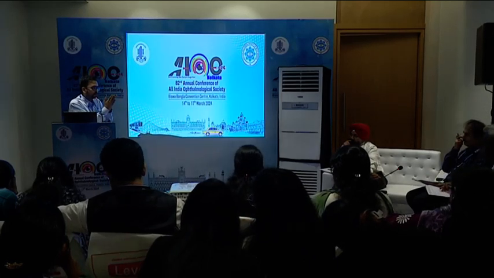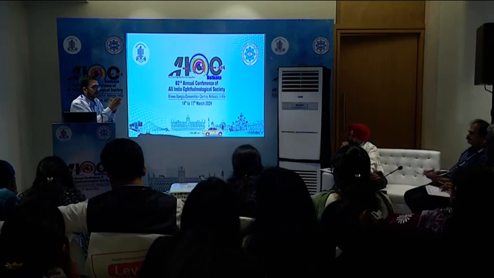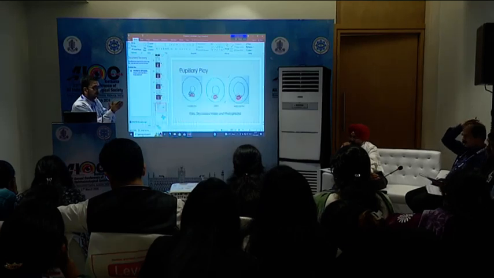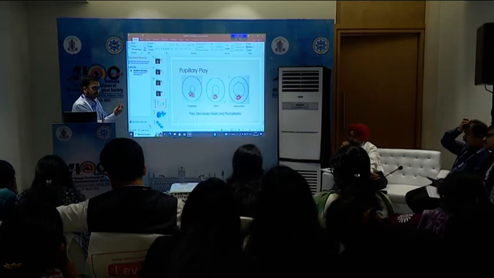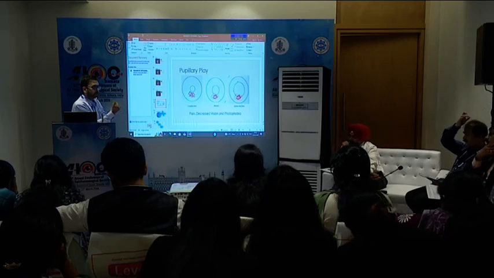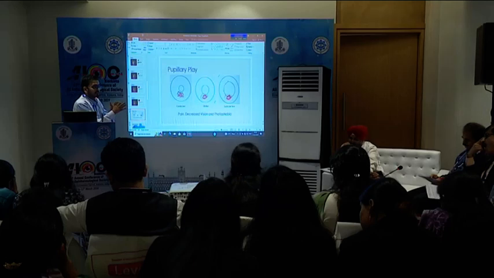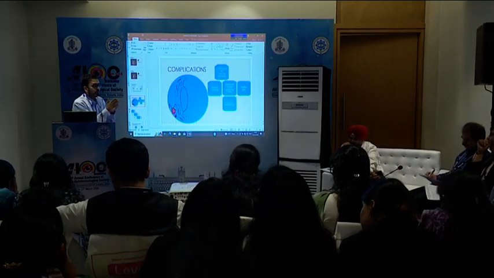If it obstructs the trabecular meshwork, then it will cause decrease in the outflow and it will increase the IOP. If it goes posterior or into the angle, it will cause peripheral anterior synechia or posterior synechia, or it can cause corneal blood staining. So these are the things which it can cause. So we have to prevent it.